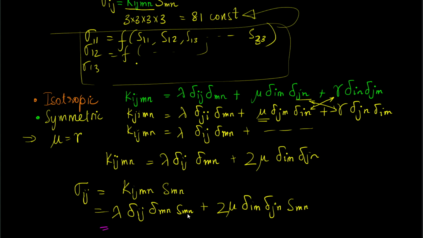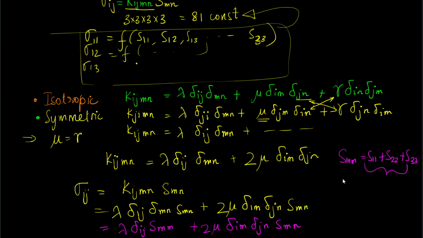Now delta mn smn is going to be non-zero only when m equals n. So this becomes smm, and this is simply 2 mu delta im delta jn smm. Now what is smm? smm is S11 plus S22 plus S33, and this is nothing but the trace of the rate of strain tensor. And the trace of the rate of strain tensor, you may recall, is nothing but the divergence of the velocity field.